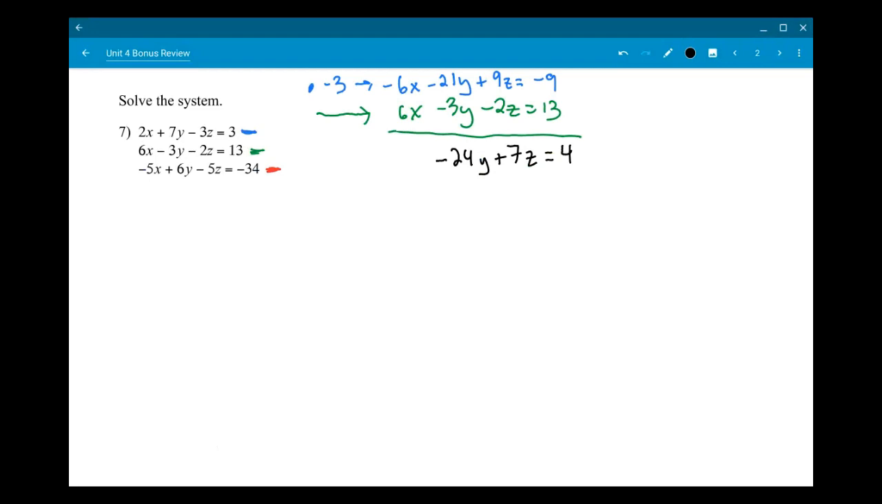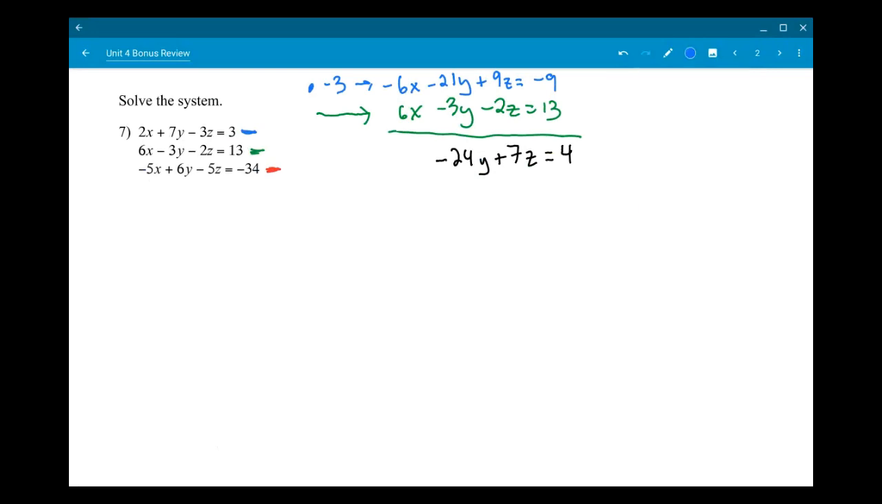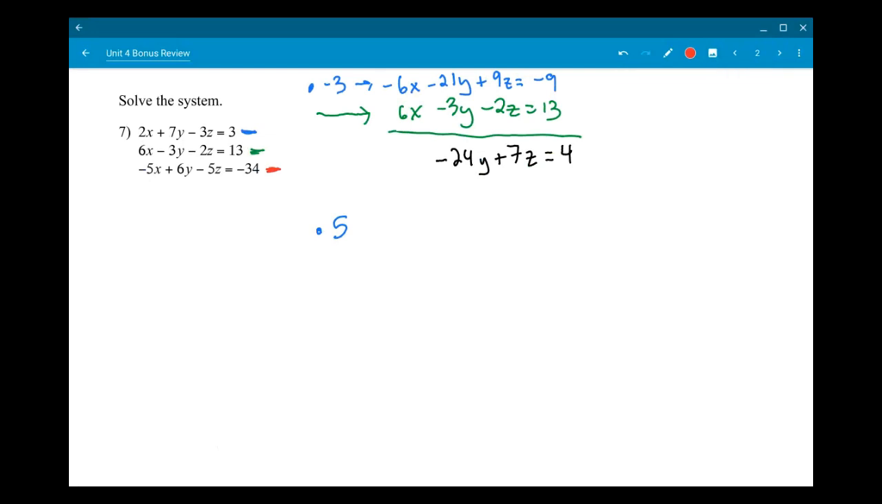And now I'm going to go back and do that whole process again. So I've got to get rid of x's again. I think I'm going to go with the blue and the red. So I'm going to multiply the blue one by 5, and I'm going to multiply the red one by 2.